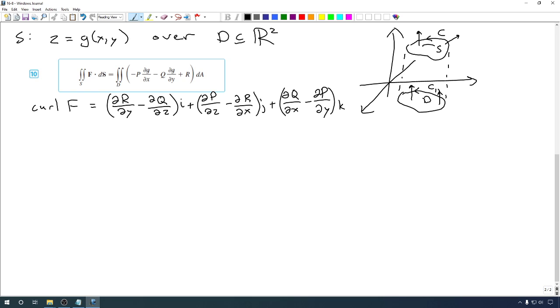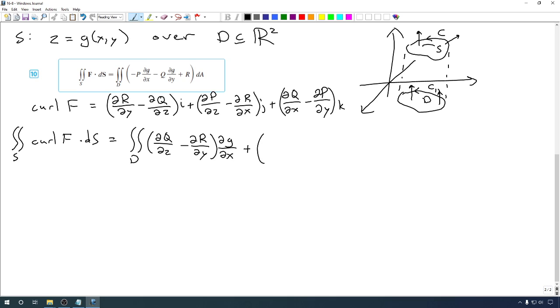We're going to replace that in our formula here. So the surface integral of the curl of F dot dS is going to be the double integral over this D. We're going to replace the P here with this form here. I'm just going to use the minus sign to swap the order. So I'm going to take the partial of R with respect to y minus the partial of Q with respect to z. That's going to be multiplied by the partial of g with respect to x.